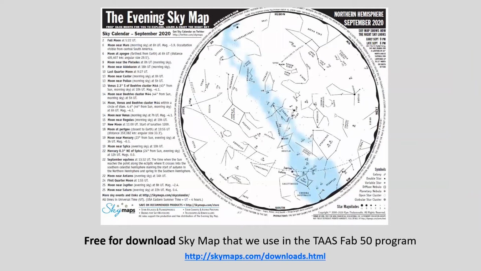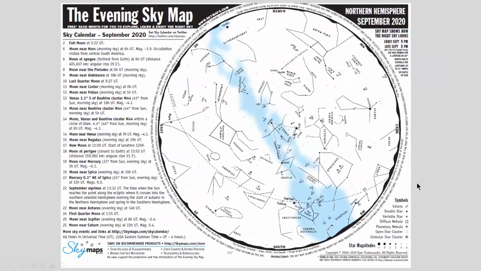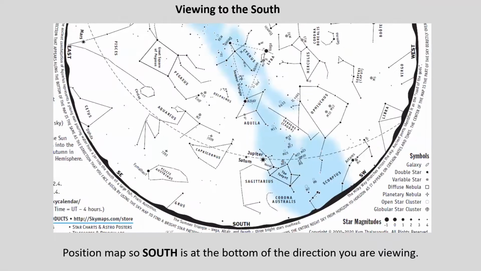Here is the sky map that we're going to use, and it's available at this link that you see down there, skymaps.com. I highly recommend that you download this map and look at it. I'm going to show you a full-scale picture of this map. And if you want to pause the presentation at this point, you can take a screenshot of this and then use that chart, and that would be adequate for what we're trying to do.